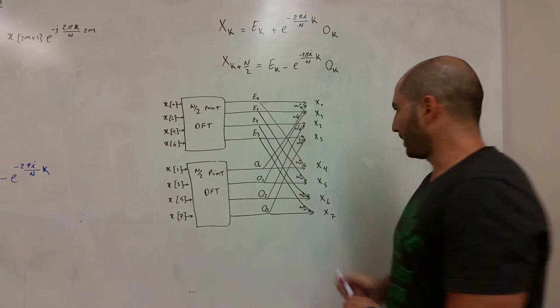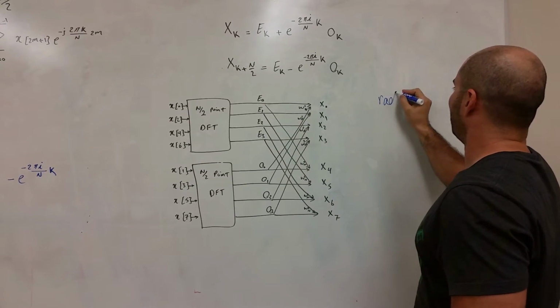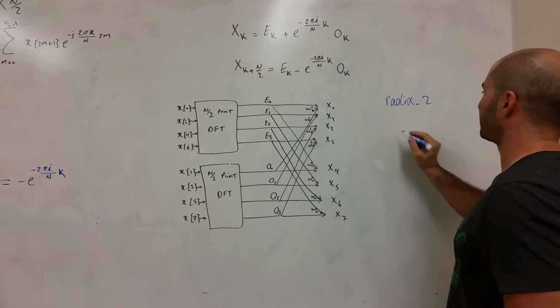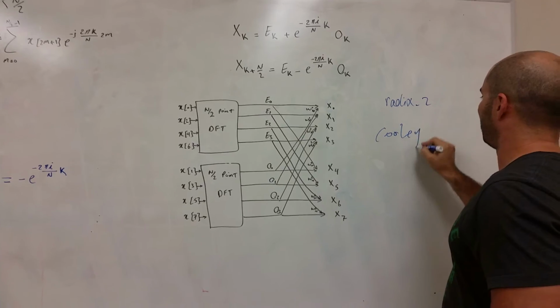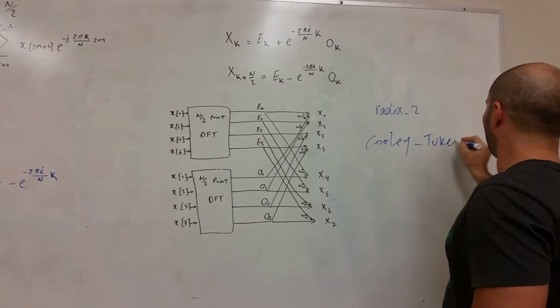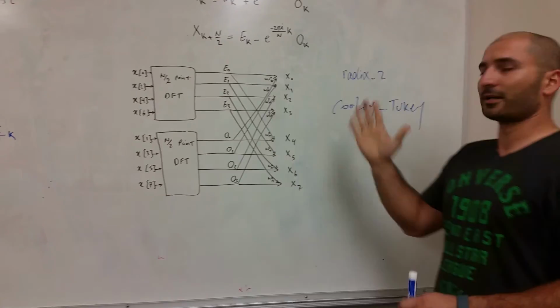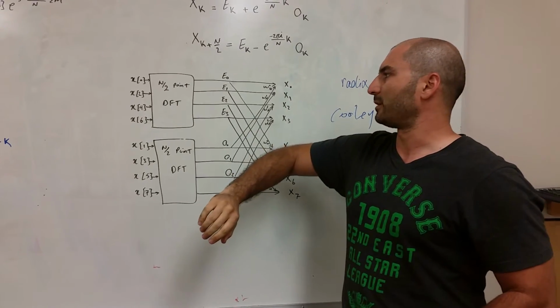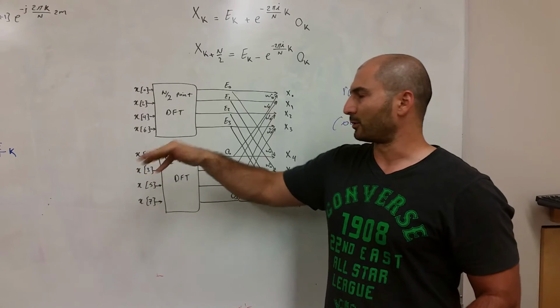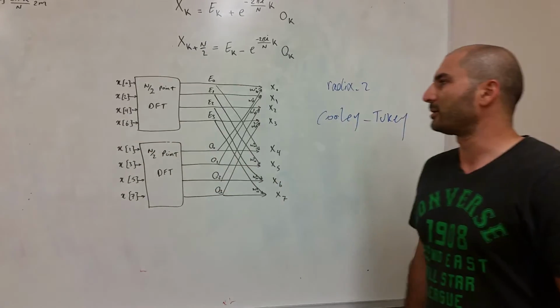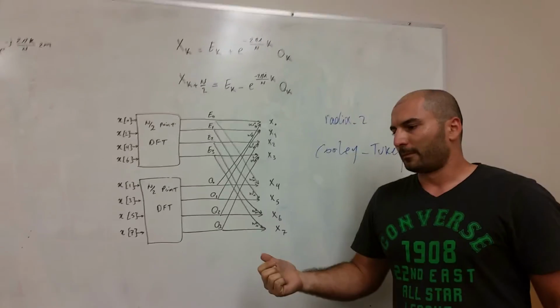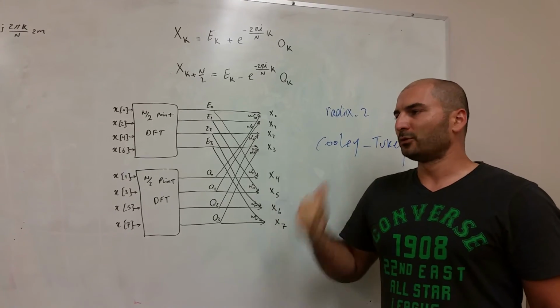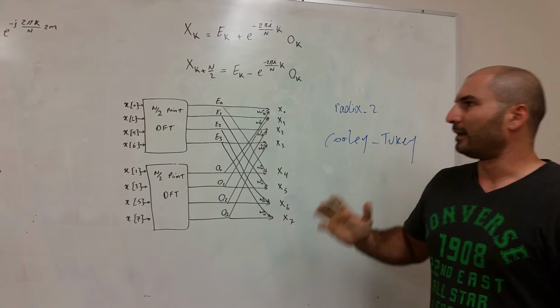This algorithm, I forgot to tell you, is called the radix-2 case of Cooley-Tukey. It's recursive. You can divide this half-point DFT into two quarter-point DFTs and make your computations and multiply even less. And that's how it's done.